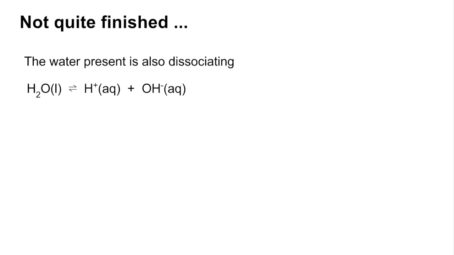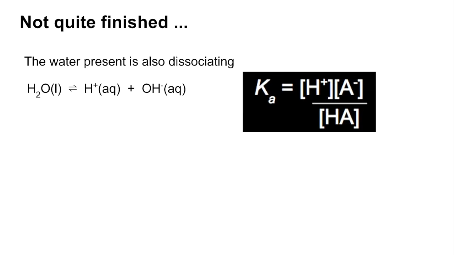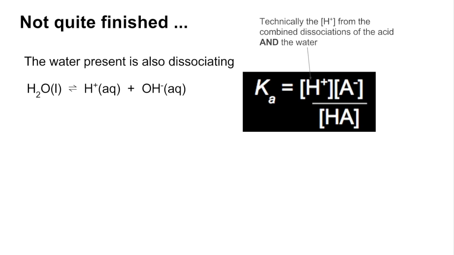Now we're not quite finished because the water that's present, these are all aqueous, remember, is also dissociating according to that equation there. So the water is dissociating into its ions, H plus and OH minus. So there's the Ka expression. Again, we're going to focus now on the H plus concentration, because technically that is a combination of the dissociation of the acid and the water.